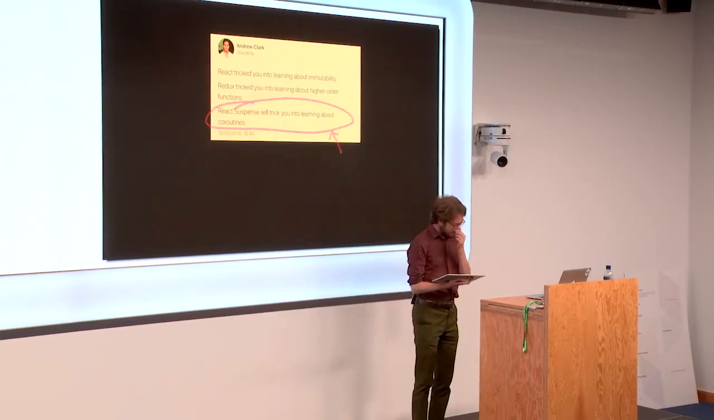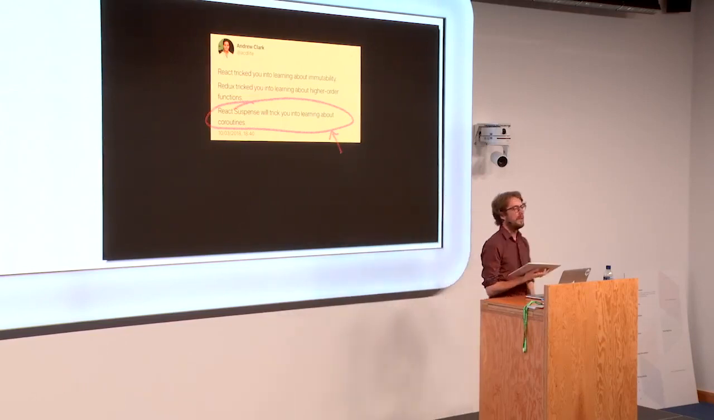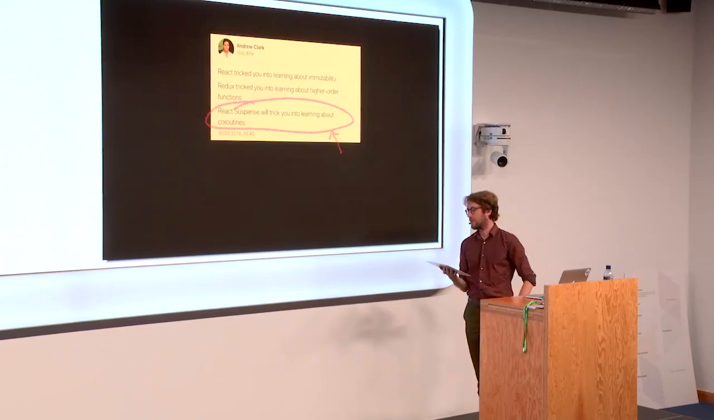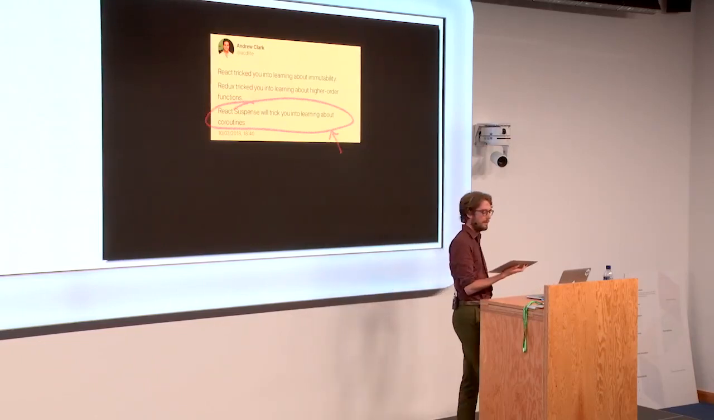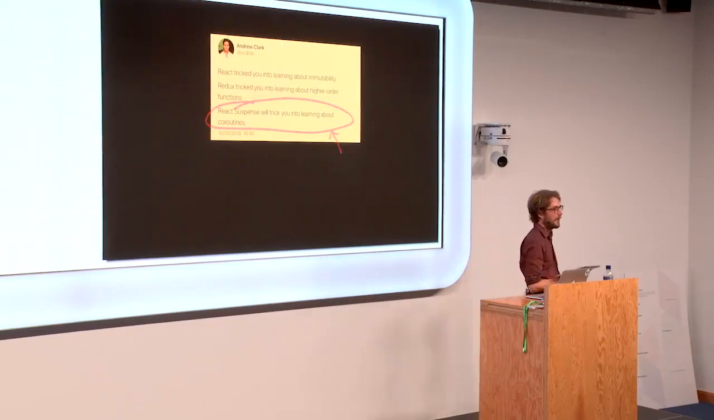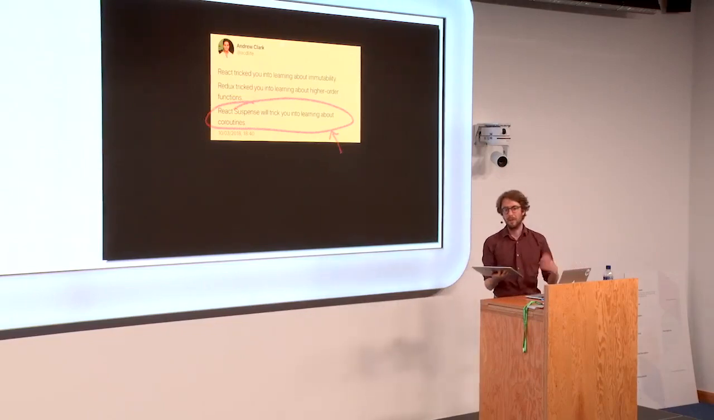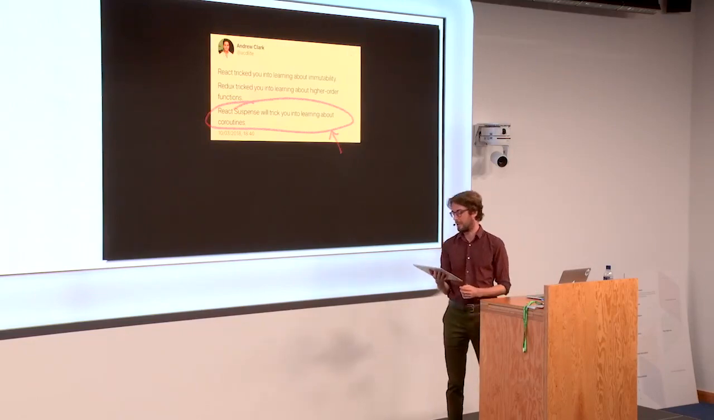Okay, React suspense will trick you into learning about coroutines. I thought it was about algebraic effects. So how can it be about coroutines as well? And that's because both algebraic effects and coroutines are really just different forms of delimited continuations.